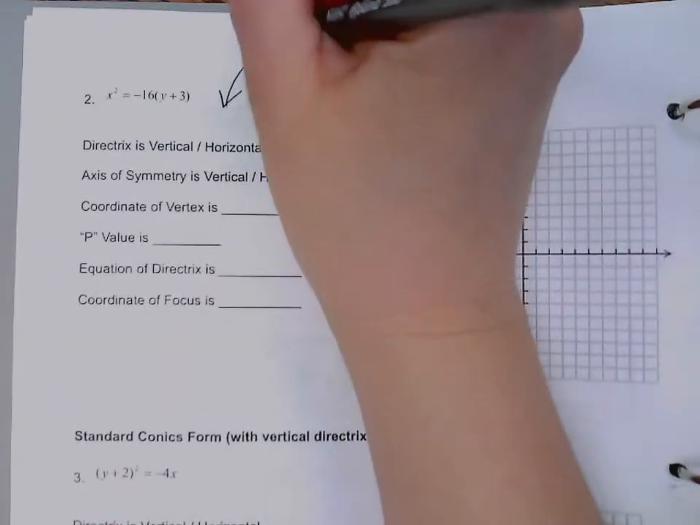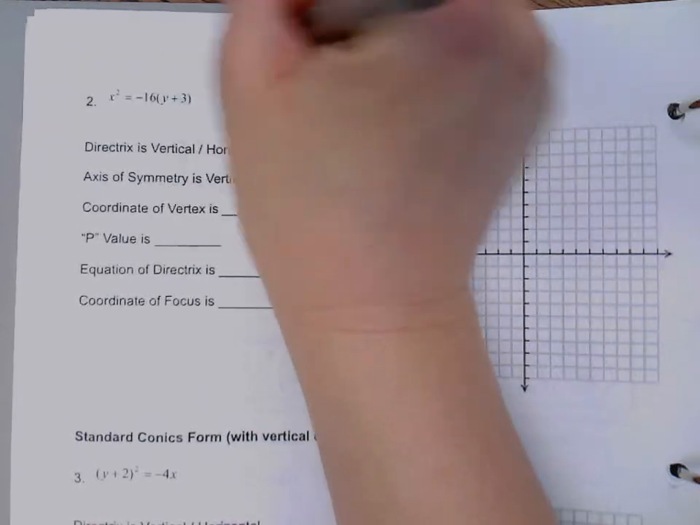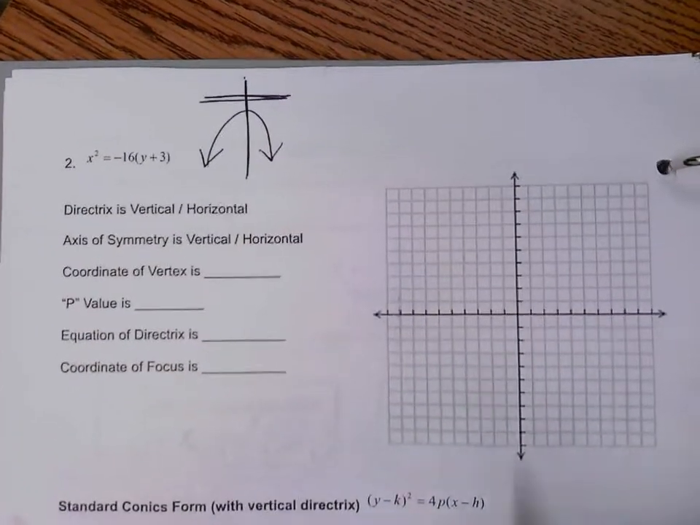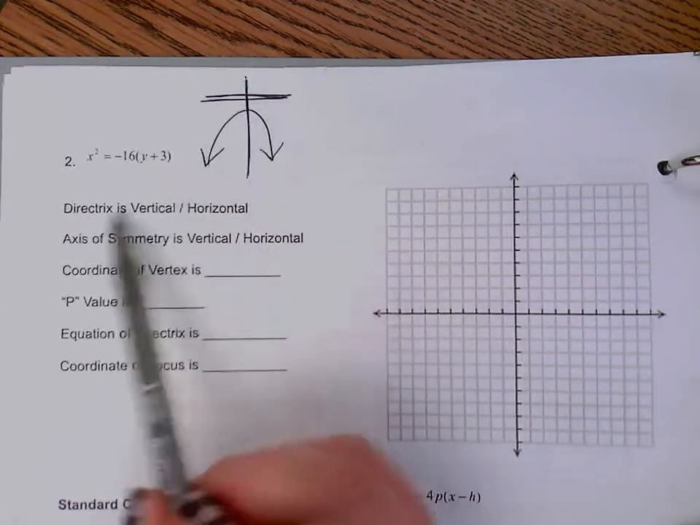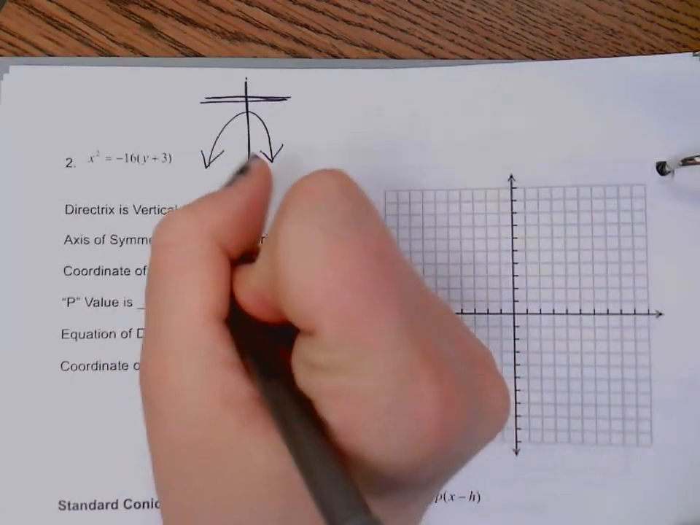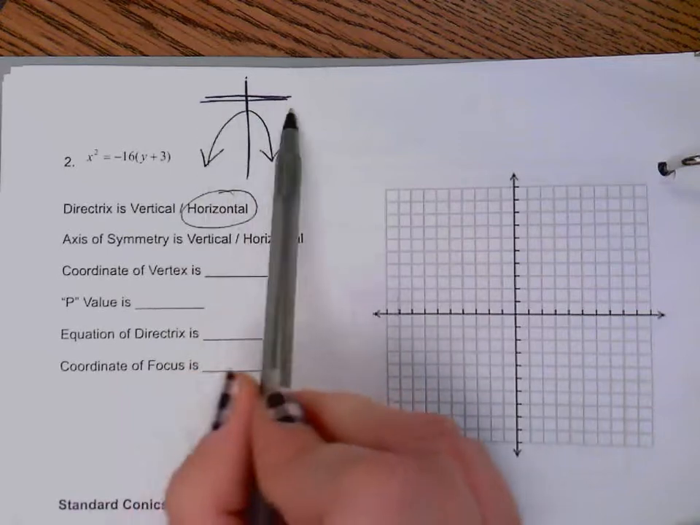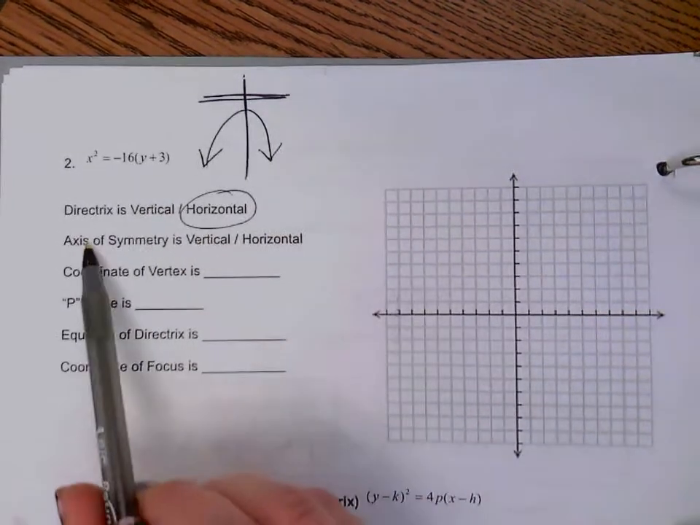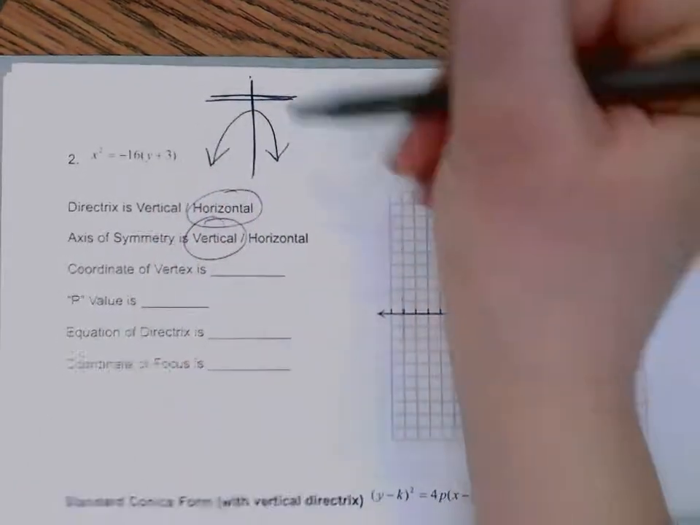Well, here's my axis of symmetry, and here's going to be my directrix up here, right? It opens away from its directrix. So my directrix is going to be horizontal. You know how to remember horizontal, right? Like the horizon, the sun comes up over the horizon, horizontal. And then the axis of symmetry is going to be vertical, cutting that in half.